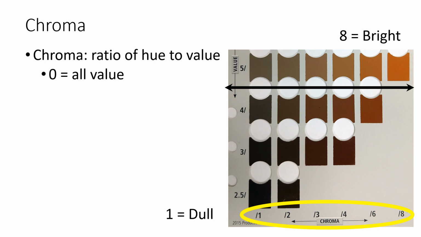But 0 then is all value, so there's no chroma, it's all black or white. And 20 then is all hue, so there would be no black or white mixed in. Think about this as the color intensity. Colors are more intense. I sometimes liken it to mixing paint. If you start with a neutral base and you start adding pigment, the more pigment you add, the brighter and more intense the color is. So that's one way that I think about the chroma.